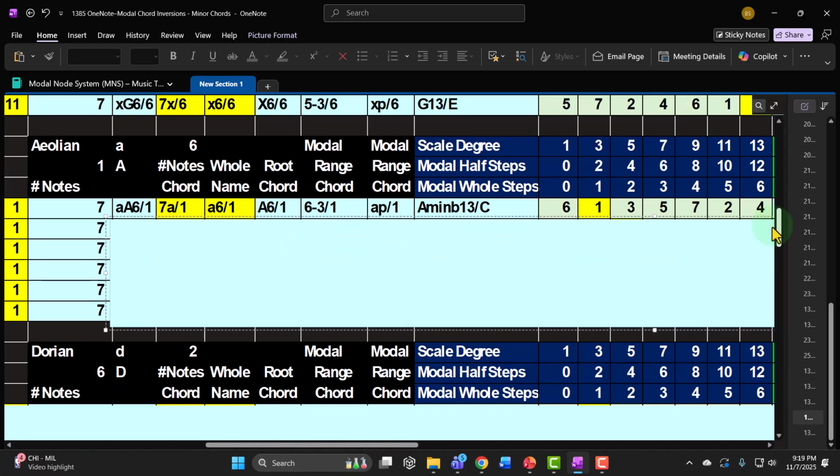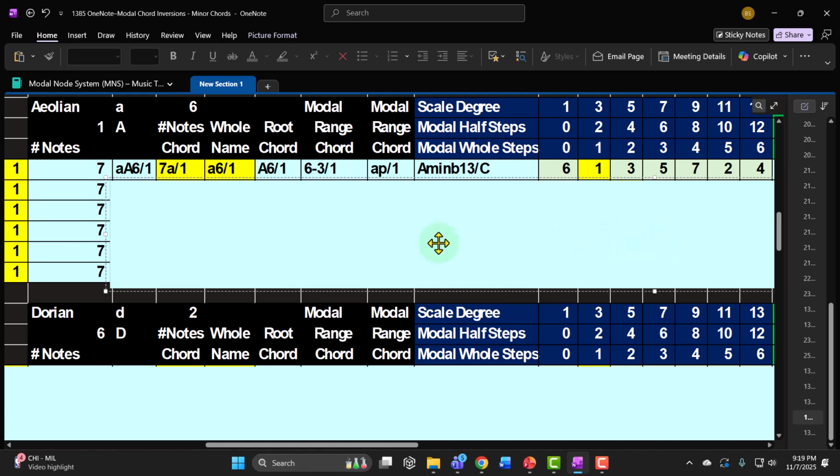So we're going to say that I would rather call it a 7-note Aeolian / first inversion, or an A6/1, which would be an Aeolian 6 modal whole step first inversion.